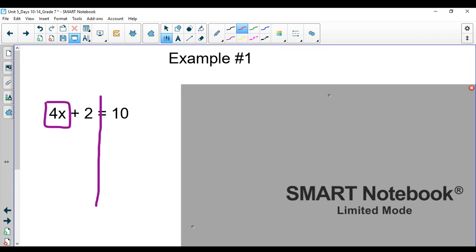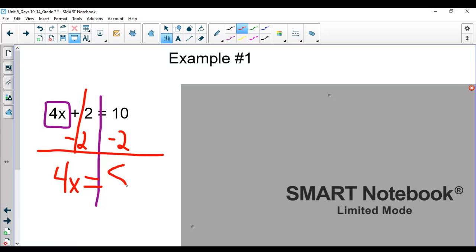The first thing I need to do is eliminate this plus 2 by taking 2 away from both sides. The whole point is that 2 minus 2 is 0. So those cancel out and we have 4x over here. On this side, 10 minus 2 is 8. So now I have 4 times x equals 8. I divide each side by 4 and I get x equals 2.